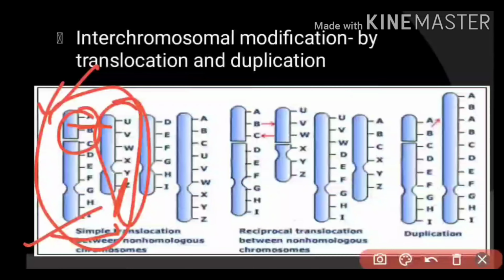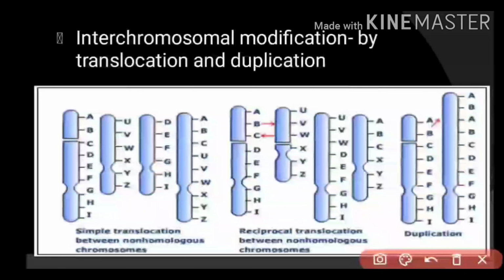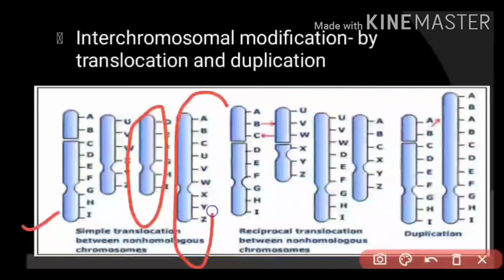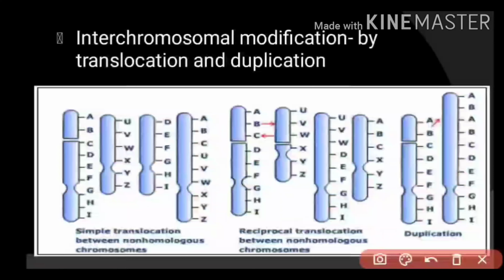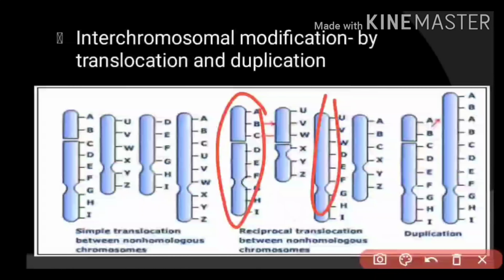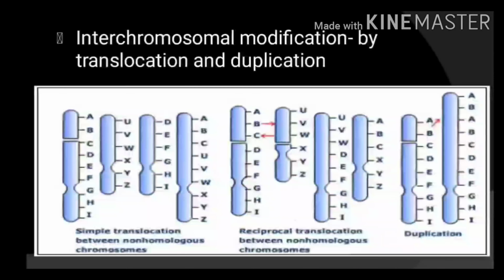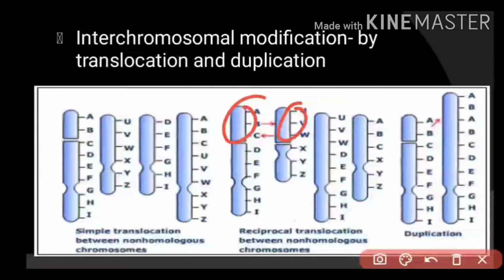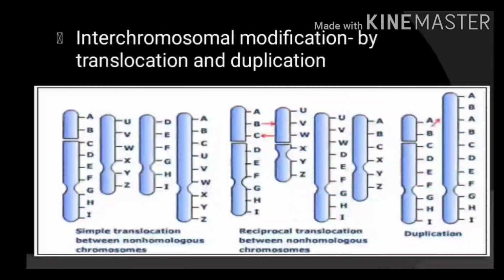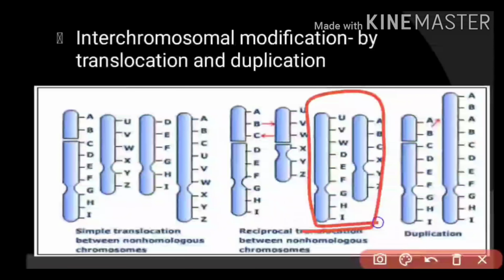Now you can observe that the chromosome which is the donor becomes shorter in length, and the one which is the recipient becomes longer in length. So this is a simple type of translocation. Now if we move on to the reciprocal one, there is no change in the length of the chromosome. You can see the length remains the same, but there is a change in the segments, which they are mutually transferring to each other.